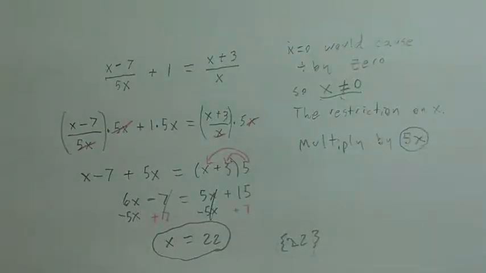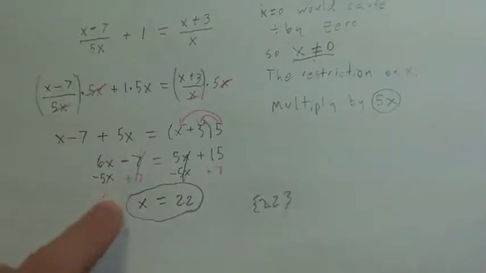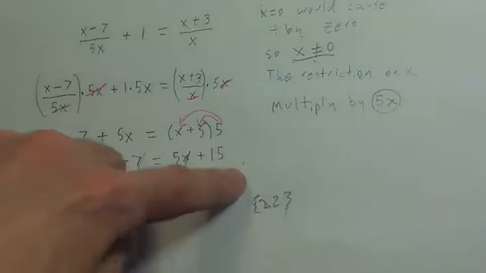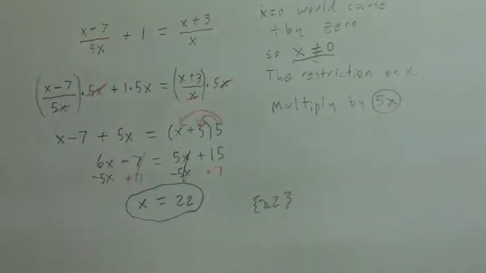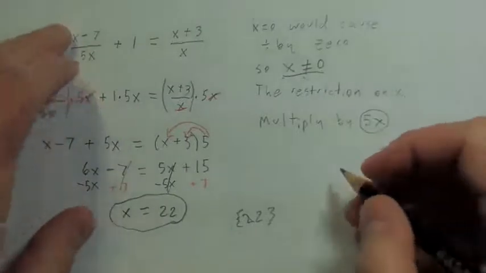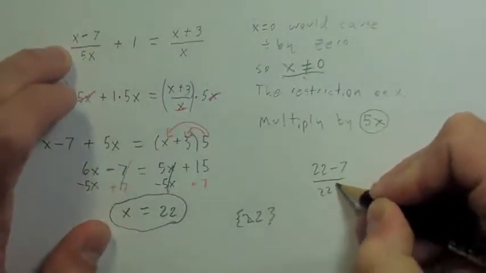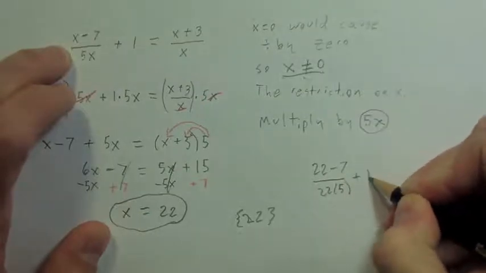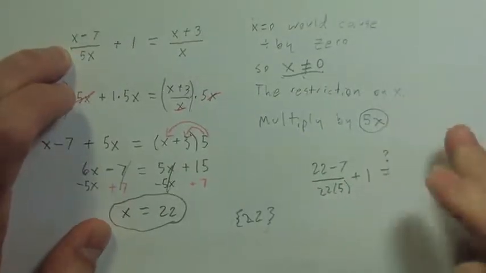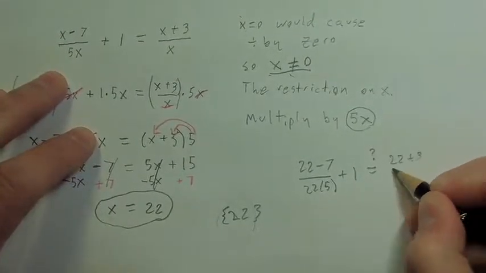Let's actually check our answer. We haven't done that before. This is one of those weird equations where you might not believe that this technique works. So let's plug 22 into here and see if we get the right thing out. All right? So to plug that in, I'll do it over here. Let's do 22 minus 7, all divided by 22 times 5, plus 1. And we're going to see if that's equal to 22 plus 3 all over 22.